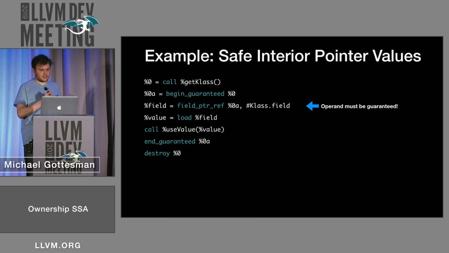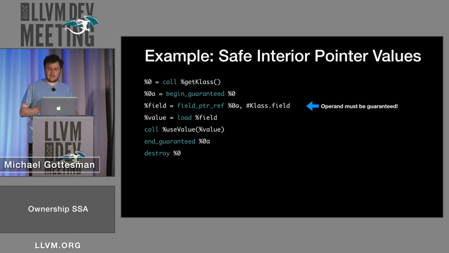In order to ensure that all such uses are within a guaranteed scope, we require that instructions like ref_element_addr only accept operands that have guaranteed ownership. By doing this, we ensure that our usage of inner pointers is always statically verified as being within a guaranteed scope, allowing the optimizer to avoid needing to recursively visit all interior pointer uses to determine if the base value of the interior pointer is still valid.